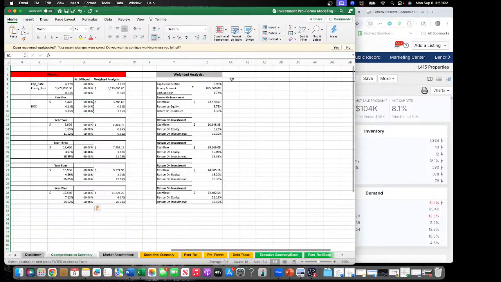These models are going to weight out. Looks like we're buying at a 7% capitalization rate on a weighted analysis, and it's going to work out to about a 5-year return of cash flow here. 5-year cash flow will be $50,000 per year. 20% return on equity annualized over a 5-year period. 50% return on investment, so about 10% annualized over 5 years, with about a 4% return on your equity.